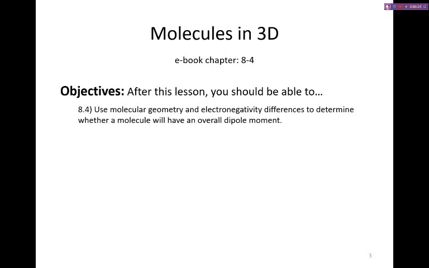In this video, we're going to learn about molecular polarity. To understand molecular polarity, we need to understand the valence-shell electron pair repulsion model and how it gives us the molecular geometries, and also trends in electronegativity. So this is combining information from the beginning of Chapter 8 and Chapter 7. We'll use that then to establish whether or not molecules have overall dipole moments, or net dipole moments.